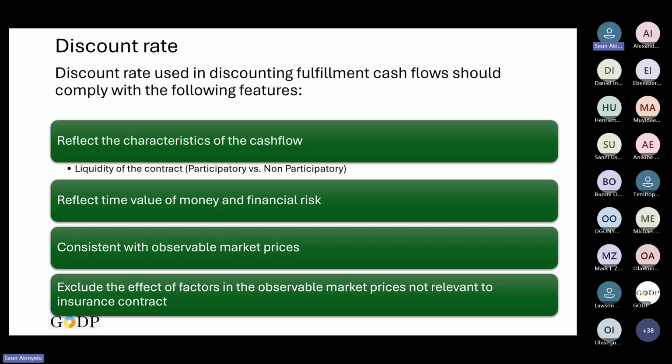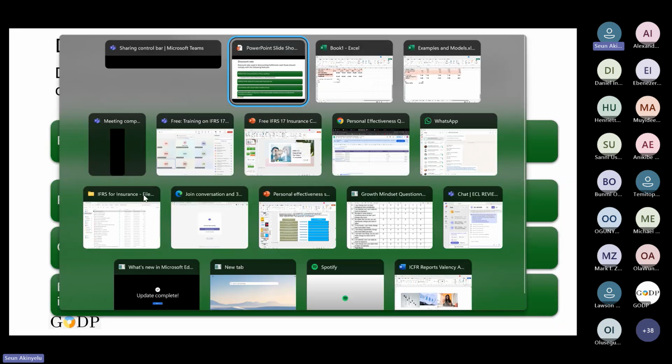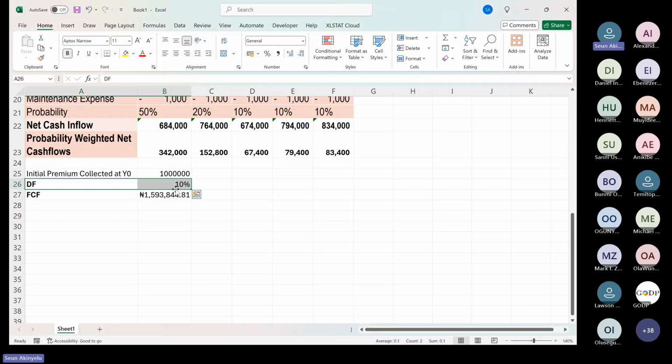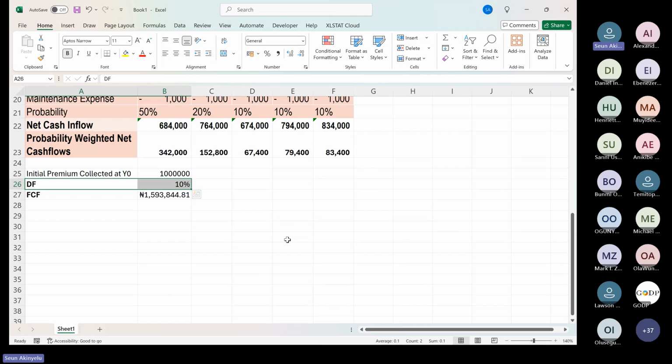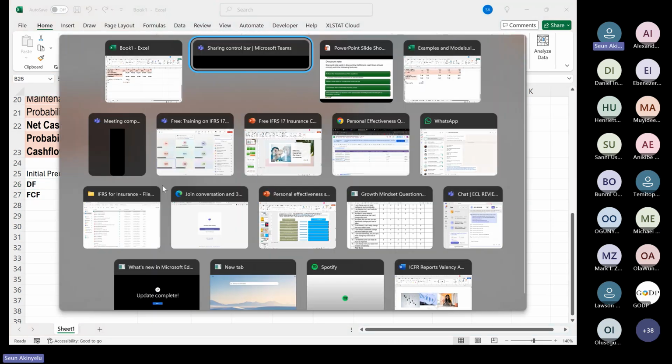Now, there's a particular thing I said I need to teach you. Why did I take 10%? Where did I find it? How do we know the interest rates or the discounting factor? I've not gone to risk adjustment, but remember, to calculate fulfillment cash flow, it is the net present value, risk weighted net present value, and the risk adjustment. But before I go to risk adjustment, let's talk about where I found this 10%. How do I calculate it in reality?